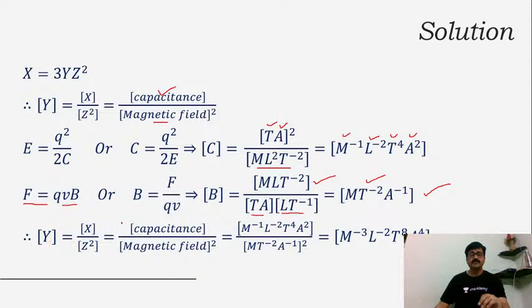therefore y is equal to x by z square we have, right? So hence I'll write all the found out dimensions of capacitance, M raised to minus 1 L raised to minus 2 T fourth A square divided by M T raised to minus 2 A raised to minus 1 whole square. So if we just simplify this, we'll get the dimensions of y as M raised to minus 3 L raised to minus 2 T raised to 8 and A raised to 4. Okay, so simple. So this is the required dimension, my dear friends. Hope it is clear.